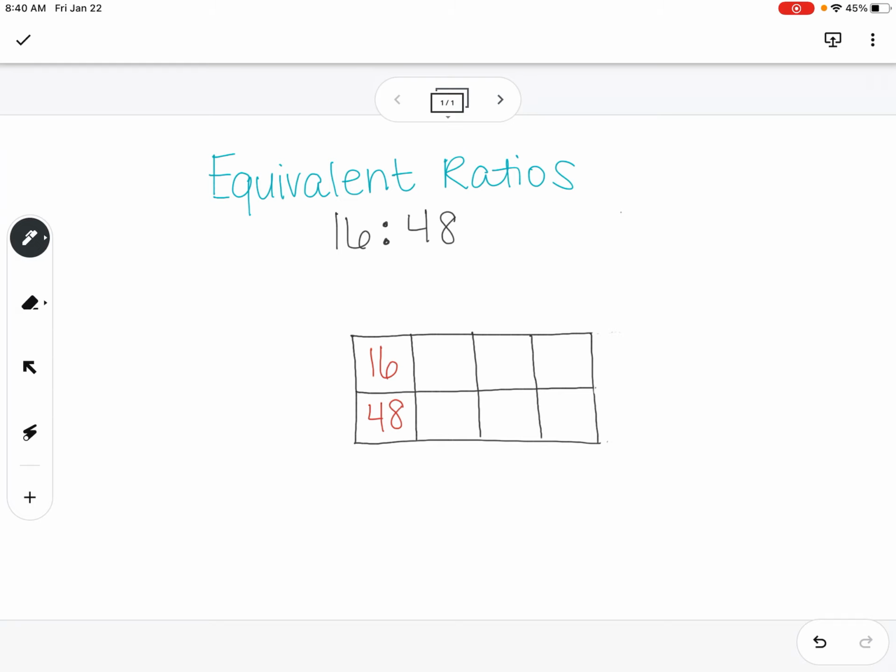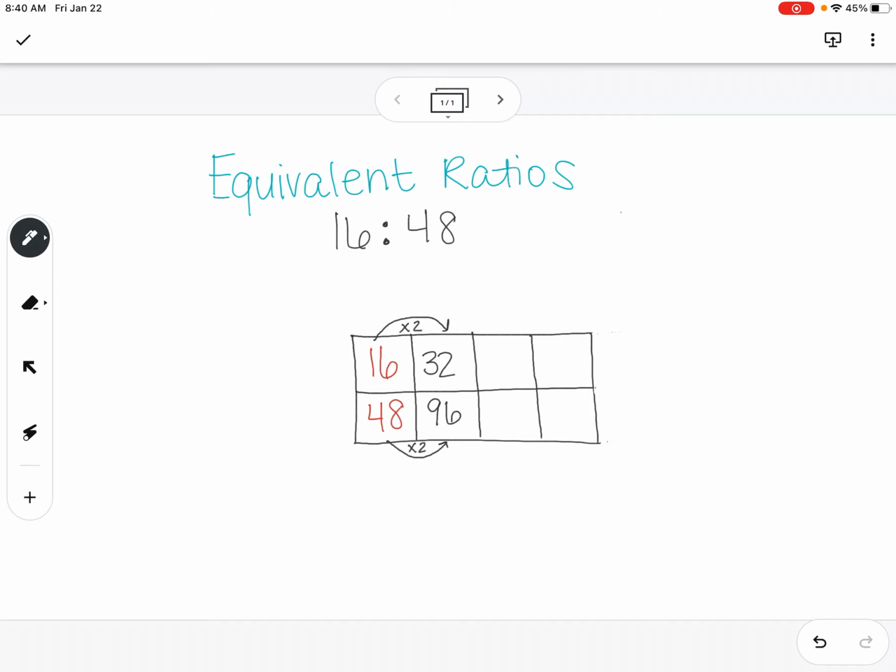You can choose any number that you would like to multiply both terms by. I'm going to start off with 2. So I'm going to multiply 16 times 2, and that's going to give me 32. When finding equivalent ratios, whatever you do to one term, you must do to the other term as well. So we're going to take 48 times 2, and that's going to give us 96. So 32 to 96 is equivalent to 16 to 48.